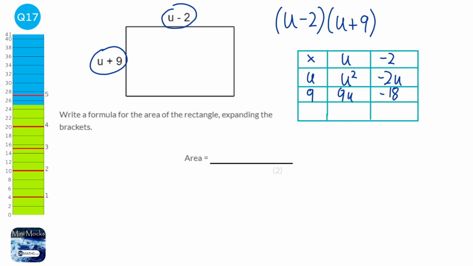And what we're going to do is we're just normally going to be able to add these ones together. So our answer will be u squared, and then we're going to do 9u plus minus 2u. Well, that's just going to be 9u take away 2u, which is 7u. So plus 7u and then minus 18 at the end.